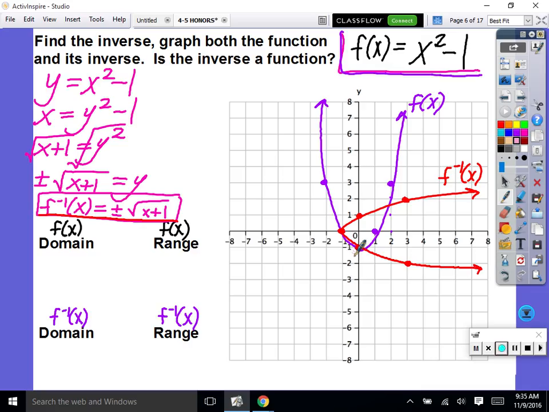So that will happen at times when your inverse function is not a function. So I'm just going to make note of that. It's not a function.